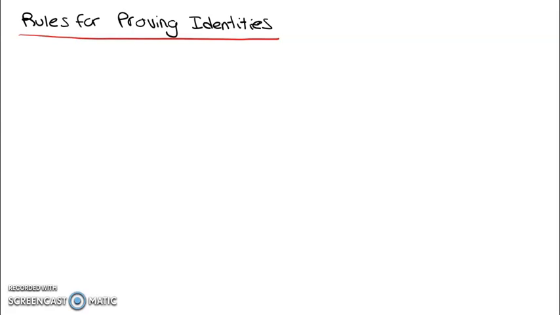Okay, so now let's look at some rules for proving identities. The first rule is the left side, which I abbreviate with LS, and the right side, abbreviated with RS, must not be mixed up. That means I can't take a term that's on the right side and move it over to the left side, or multiply the right side by a value that's on the left. I can't do any of that. We've got to keep each side the same. They're two separate things.